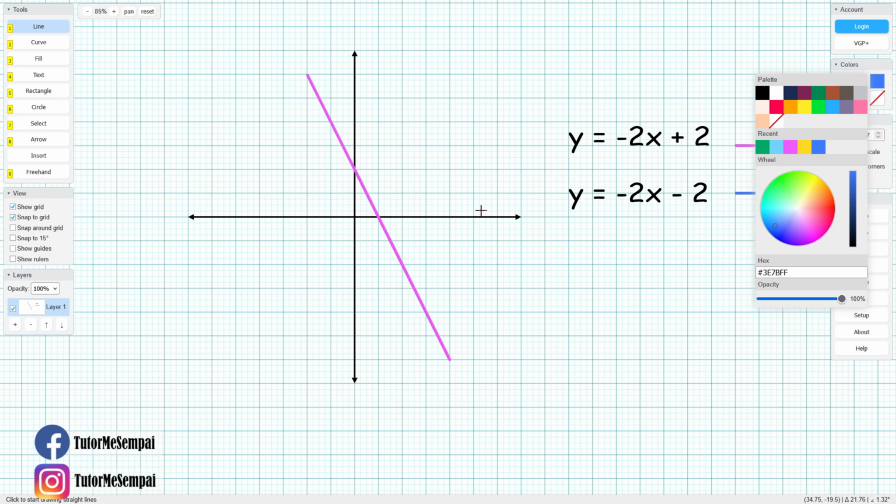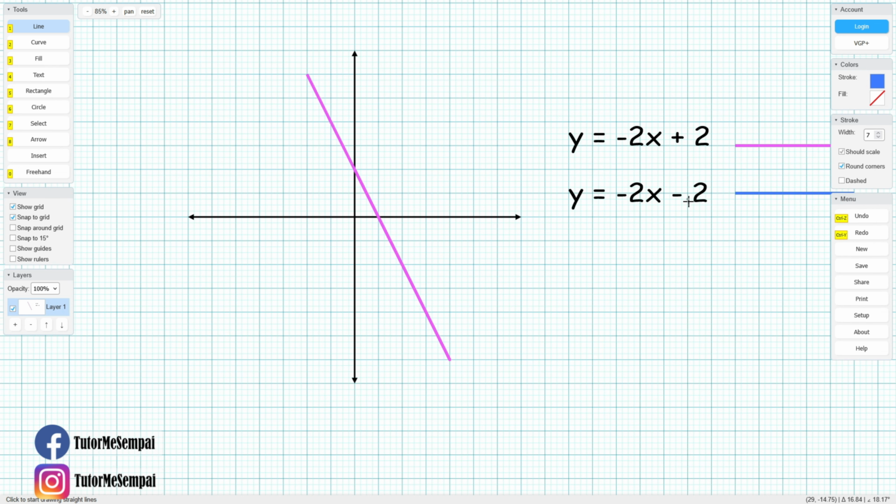All right, so we have negative 2x minus 2. So we're going to start down here, 1, 2, start down here. And we're going to go the same thing. Down 2 over 1, down 2 over 1, down 2 over 1. And let's go reverse. Up 2 over 1, up 2 over 1, up 2 over 1, and up 2 over 1.